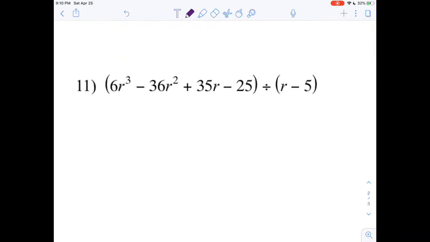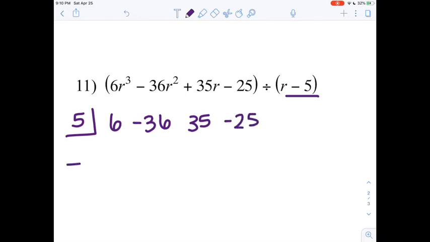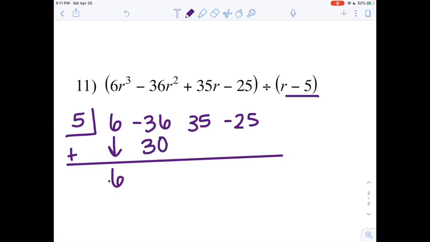Okay, lastly, here I have negative 5, so in the box I'm going to have positive 5. Everything's in order, so I'm going to write my coefficients. So 6, negative 36, positive 35, negative 25. Okay, drop down that first number below the line. Then you're going to do 6 times 5, so I get 30, so it's going to go in the next blank spot. Add those two together, I get negative 6.